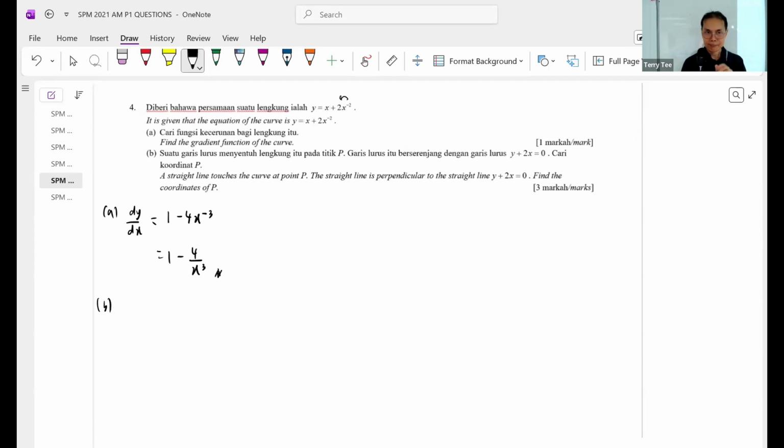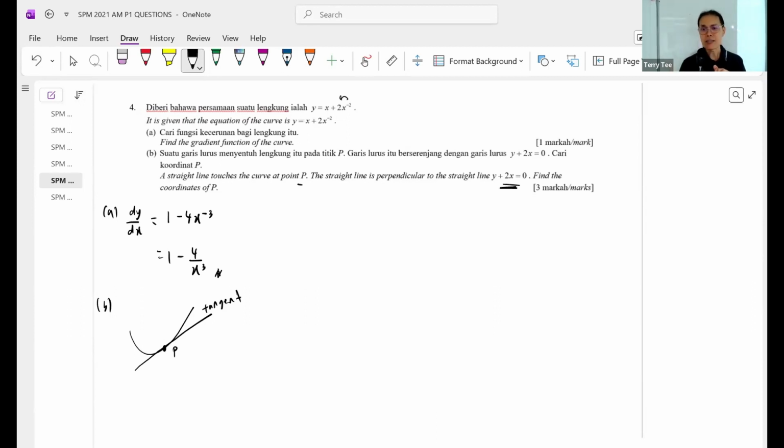Only 1 mark. Now, next, a straight line touches the curve at point P. The straight line is perpendicular to this, right? So find the coordinate point P. Okay, very simple. Let's draw a sketch. Now, I don't know how the graph looks like, but maybe just sketch like this. A line that touches a curve at one point is called a tangent. It's a tangent at P, actually. And this line is perpendicular to what? Now, this perpendicular line may not be exactly the normal, because they say it is perpendicular to this straight line.